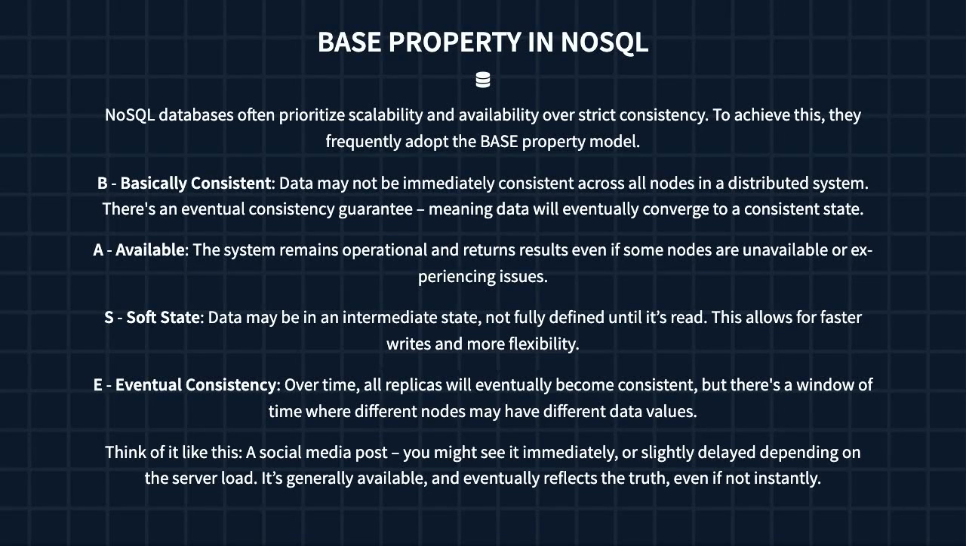Okay, let's talk about BASE. It's a really important concept when we're looking at NoSQL databases. Basically, BASE stands for basically available, soft state, and eventual consistency. It's a trade-off that NoSQL systems make to prioritize speed and scalability. Instead of aiming for immediate consistency like you might in a traditional relational database, NoSQL often accepts that data might not be perfectly consistent everywhere at all times. It's about making sure the system keeps running smoothly and eventually gets there, even if it takes a little time.